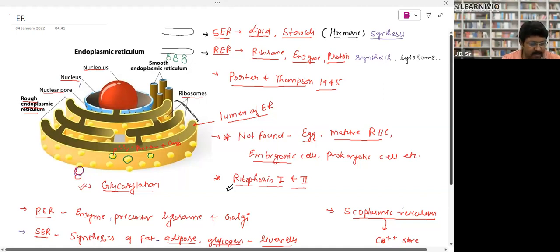SER does not have ribosomes on its outer surface. They are responsible for the formation of lipid, steroid, and some hormones.